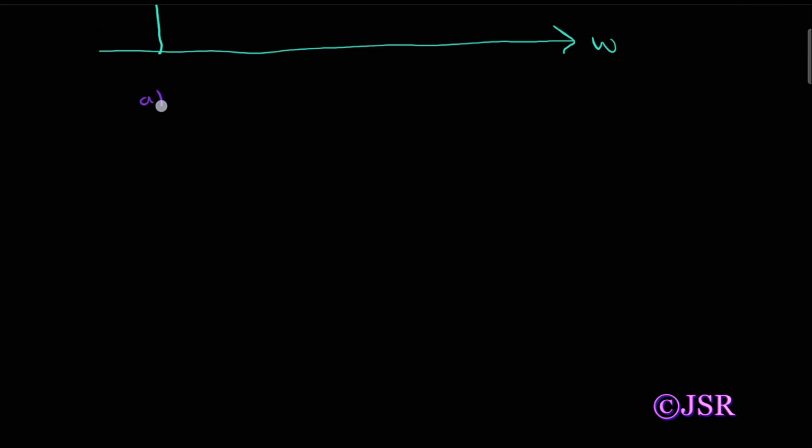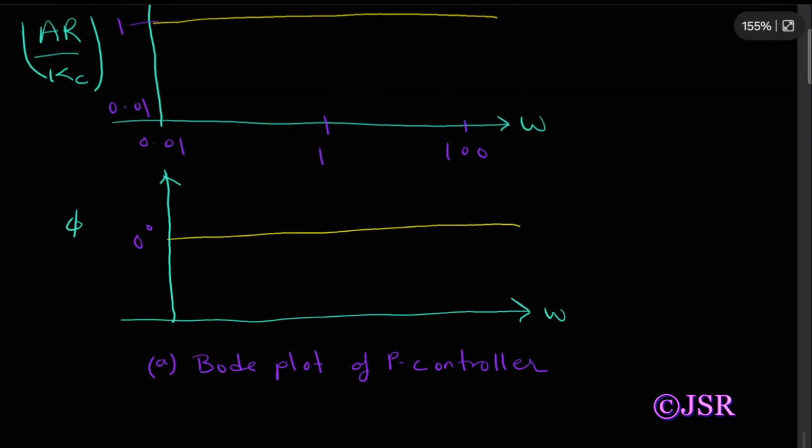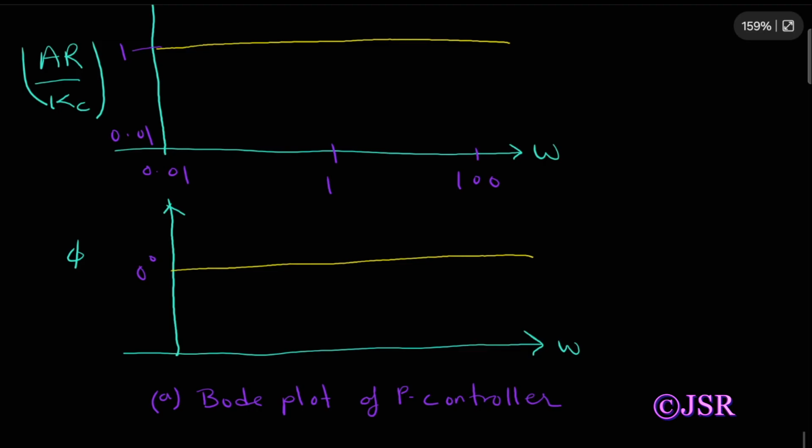So this is the Bode plot of P controller.